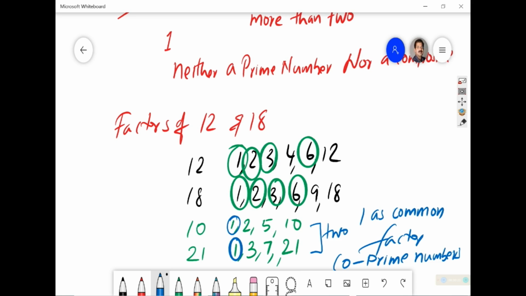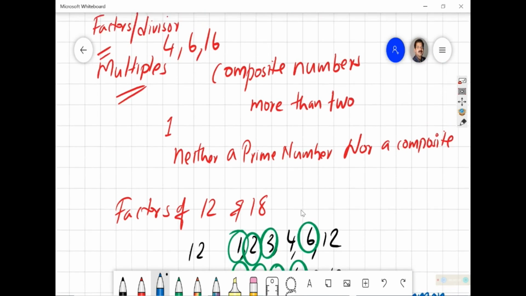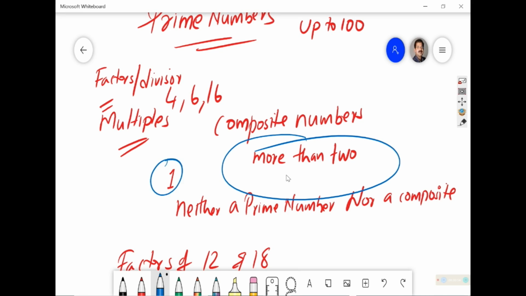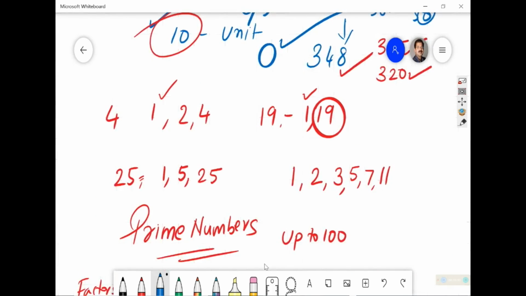So what happened now? You got lot more type of numbers. I started with the factors and multiples. This is co-prime number. Okay, where did it come from? From prime number. Only one is a common factor between them. They are called co-prime numbers. And what are prime numbers? Prime numbers are having factors itself and one only. Composite numbers will be having more than two factors. Okay, one is neither a prime number nor a composite number. Understood? That you should remember.